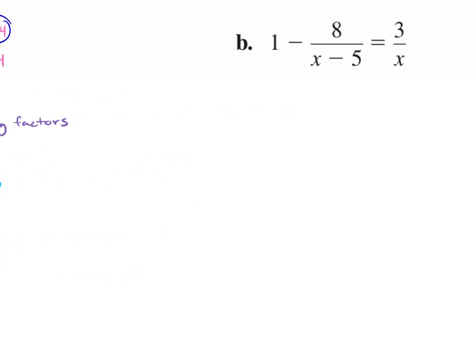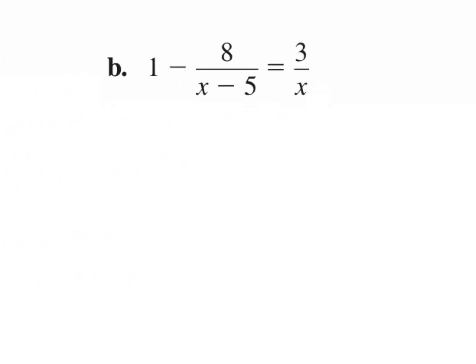Okay, let's take a look at the next one. We're doing the same thing. We want to make all of our denominators the same so we can just cancel them out. What's my denominator for that 1 that we have out front? 1. We could just call it 1 over 1. So let's find our least common denominator. Well, we have x minus 5 as a factor and x. Do I have anything in common between 1, x minus 5, and x? So what do you think our least common denominator is going to be?